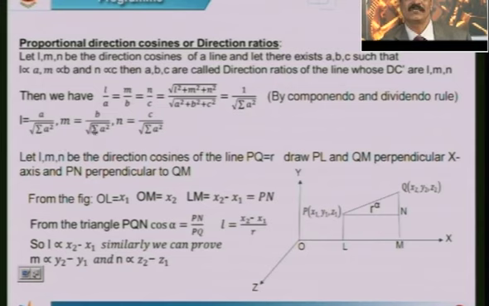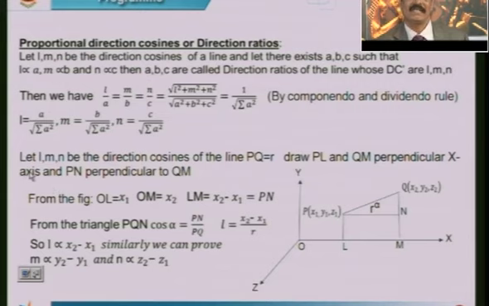Similarly, M equals B by root of sigma A squared. See, this M by B equals this, B will come here and I will be getting M. Similarly, N by C equals this, so N equals C by root of sigma A squared. That means knowing A, B, C, you can get the actual direction cosines of that line. That is very important. And one more property, we will be using all these things while doing problems.